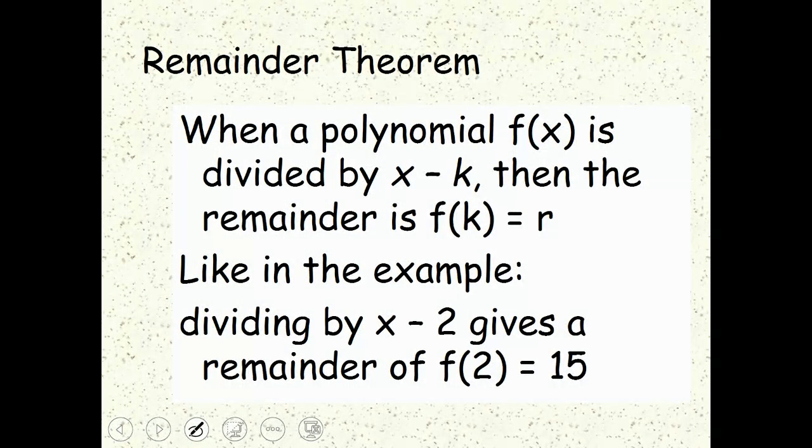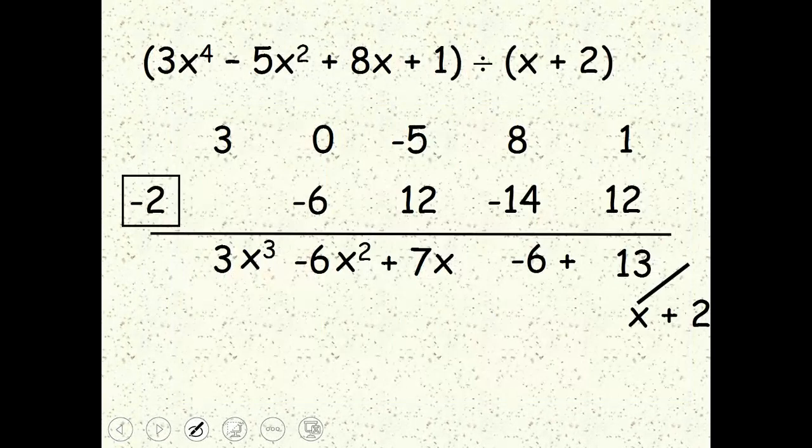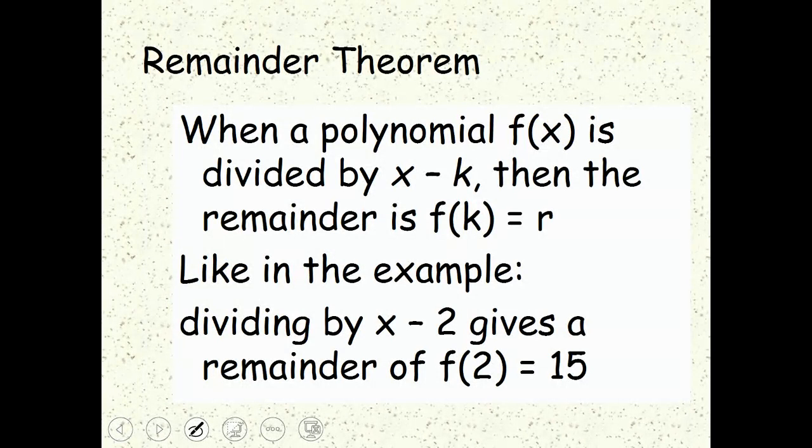So when I talk about the remainder theorem, when a polynomial f of x is divided by x minus k, then the remainder of f of k is r. That's what I just said before. In the last problem, I said f of negative 2 is 13, right? So f of negative 2 is 13. That's what we're saying here. X minus k as a factor gives a 0 of k. When you put that in there, that's equal to the remainder. So dividing by x minus 2 gives a remainder of f of 2 is equal to 15, like the last example, except the last example was 13, right?